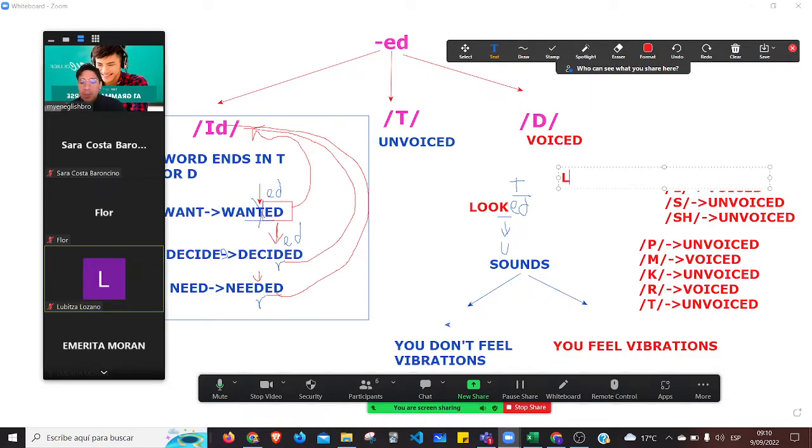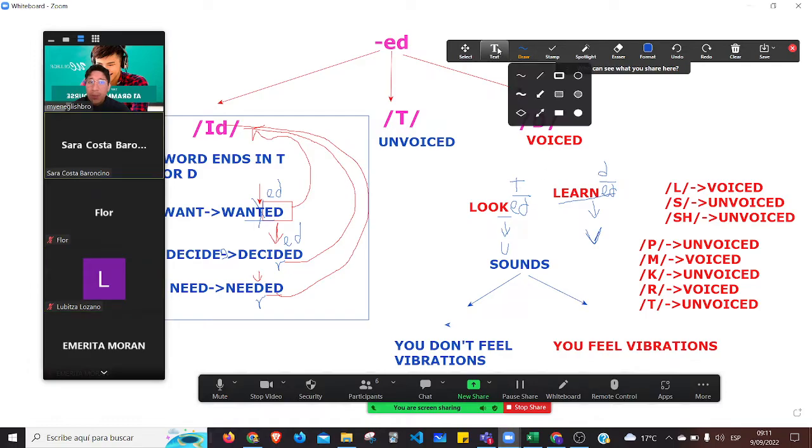But what about this one? You have learn, learn, and you feel vibration here. So this is voiced. So when you add ed, you pronounce this like D. So instead of saying looked, you say learned, learned. My tongue is here. Did you understand? Learned, looked.